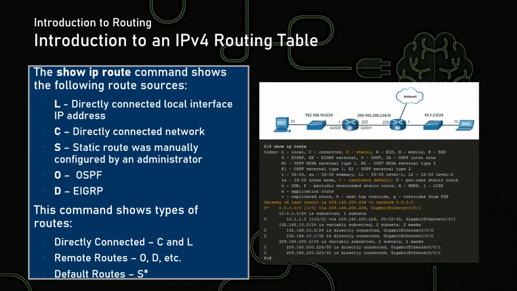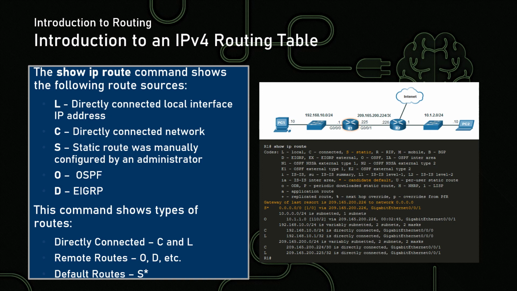So here we have an IP route output showing on our Cisco device or on our router directly. So we can see a couple of codes. L means a directly connected local interface. C means a directly connected network, so L for local, C for connected. D actually refers to EIGRP, so that's the Enhanced Interior Gateway Routing Protocol. O is OSPF, and S is a static route that was manually configured. So directly connected shows as C and L, remote routes show as O, D, etc., and then default routes show as an S, usually with an asterisk involved.